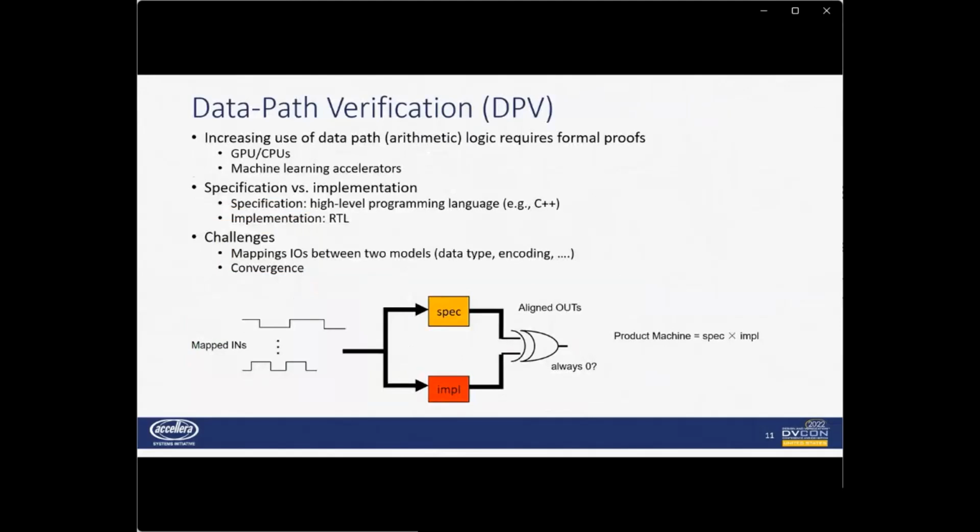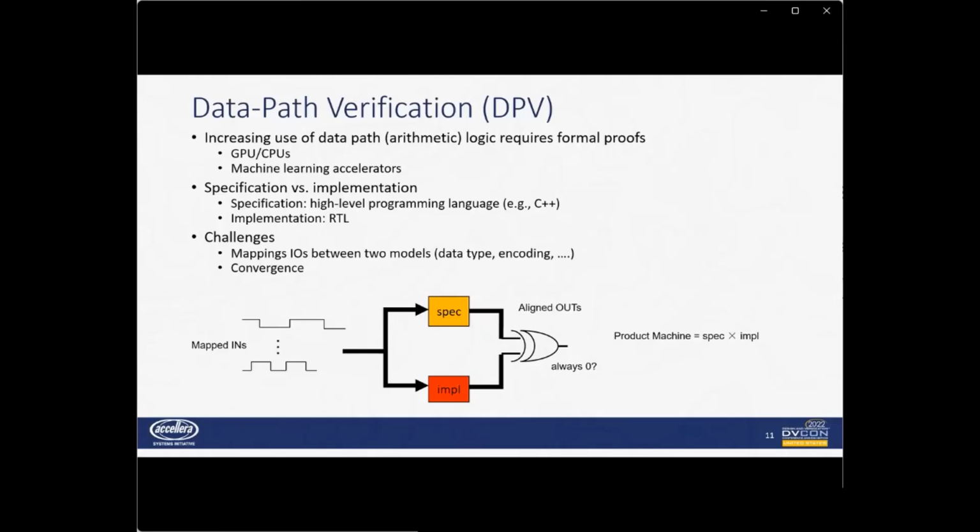The first two use cases are for clock gating and CQ. The next two use cases are for DPV, which we call data path verification, or C2RTL equivalence checking. C2RTL equivalence checking has become very popular for our GPU and CPU designs with recent machine learning related instructions added to the design. And we need to verify the equivalence between two different models.